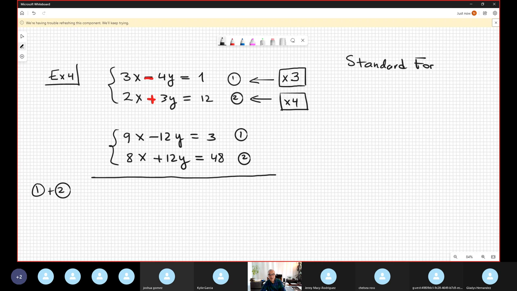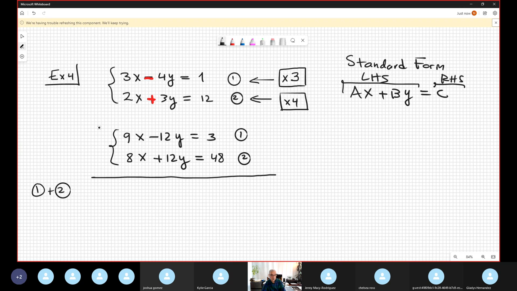What does standard mean? Standard is this form, Ax plus By equals C. So in the left-hand side, you put in this order, alphabetic order, x first, y second, and in the right-hand side, you put just the number. And it's matching perfect.